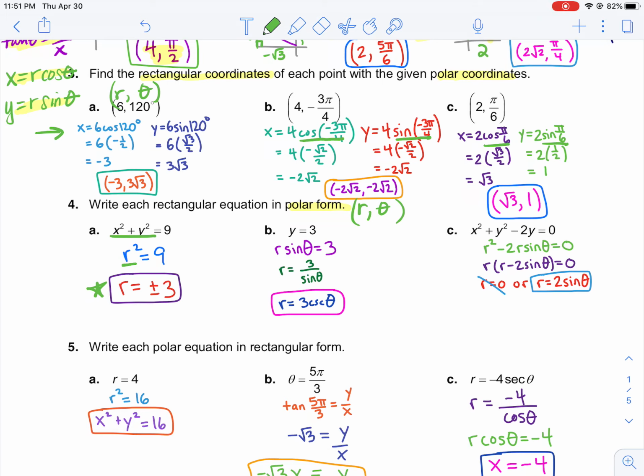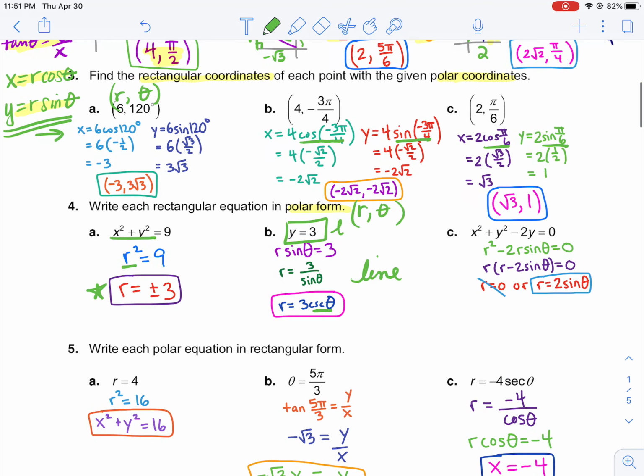If I take a look at problem B, y equals 3, well, I know y is equal to r sine of theta. So I'm going to replace y with r sine of theta. And then if I divide both sides of this equation by sine, I get r equals 3 over sine of theta. And then 1 over the sine of theta is cosecant of theta. And this equation right here, if you guys remember, is going to be a line if we graphed it. This equation, just like this equation right here, is also a line. Isn't that a horizontal line? Same thing with this one.